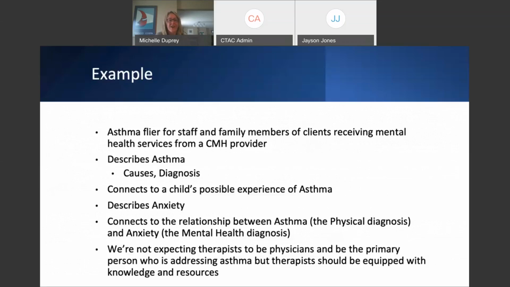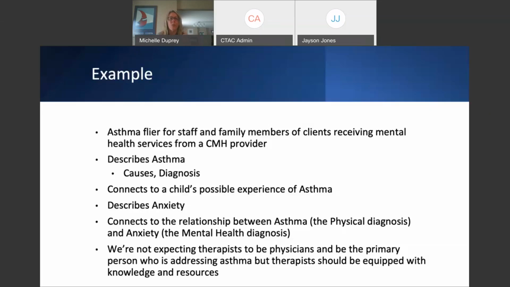But we created a flyer for staff and community family members of the client receiving mental health services that describes asthma, some causes, some diagnosis, trying to connect the child's possible experience of asthma to their mental health or social emotional development, how to bring through this connection to anxiety. Again, we're not expecting a therapist to be a physician, but we really think it's helpful if a mental health professional is like, oh, you have asthma, what's happening with that?